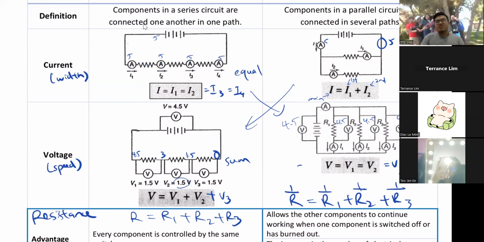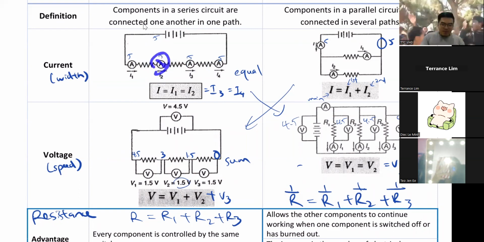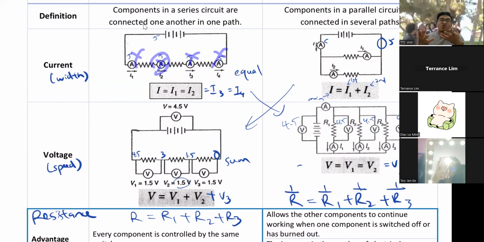That's why series is a very stupid design. Nobody uses series because it's very hard to use. One break, everything breaks. And if let's say this bulb breaks and everything doesn't light up, you don't know which one broke.